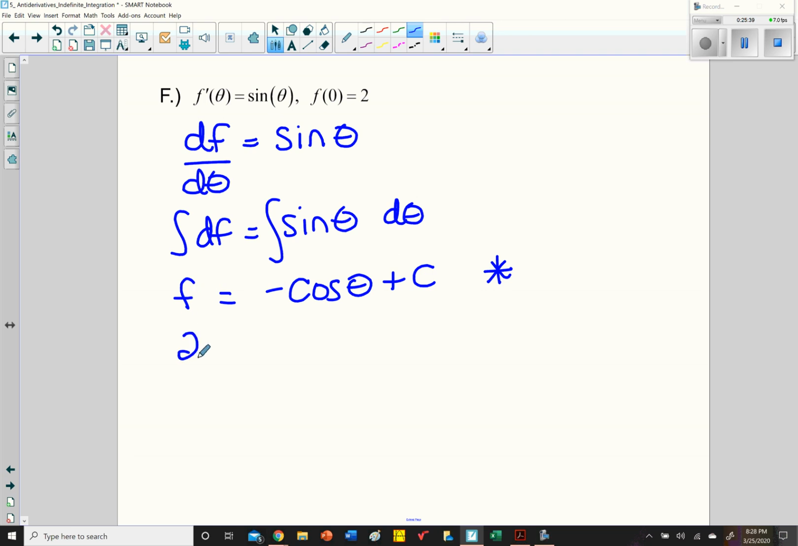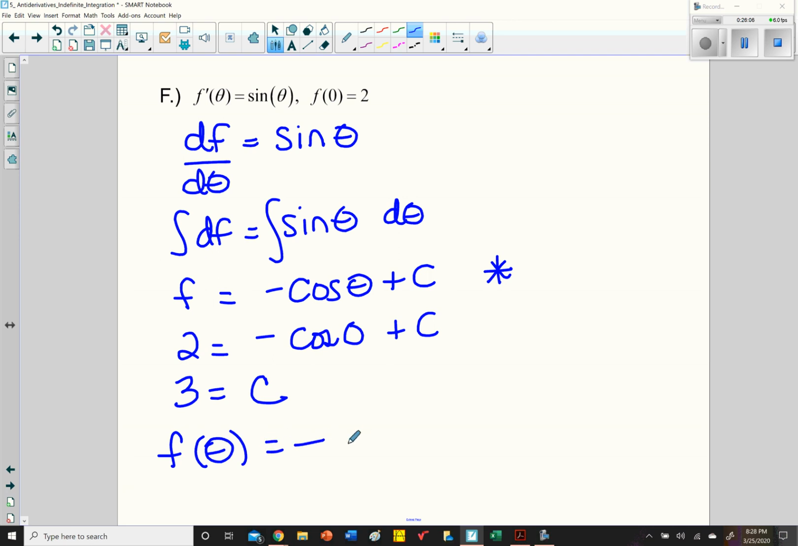Y is 2 when theta is 0, and the cosine of 0 is 1, negative, so negative 1, and added to 2 is 3, so my C value is 3. So the f of theta is negative cosine theta plus 3. And we have our general solution there.